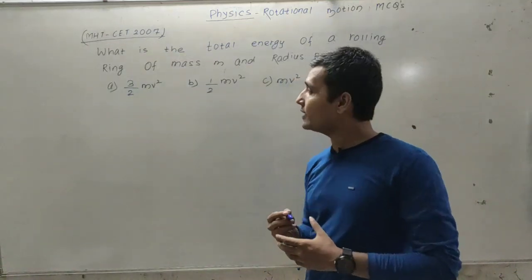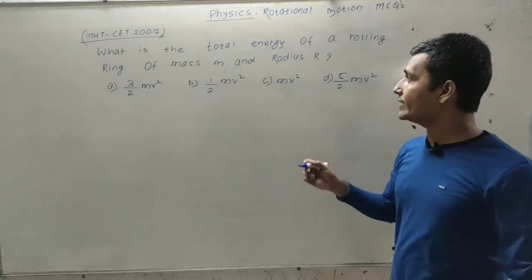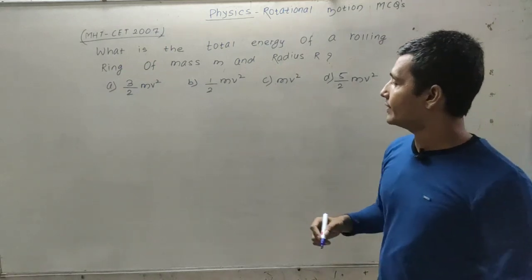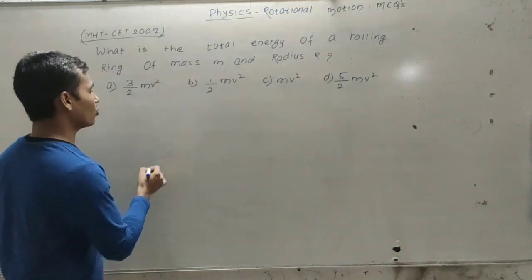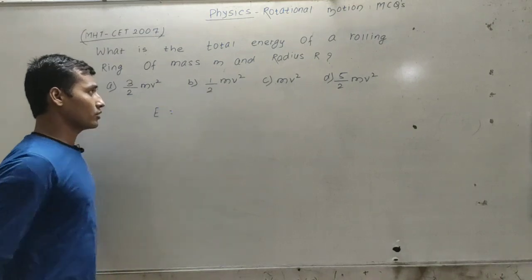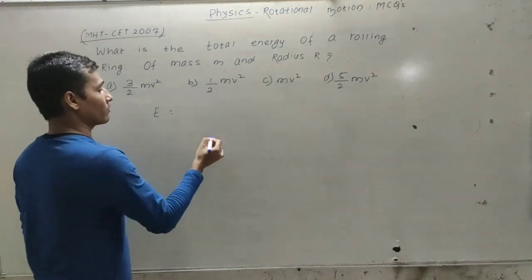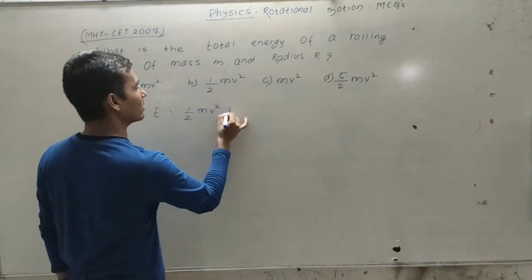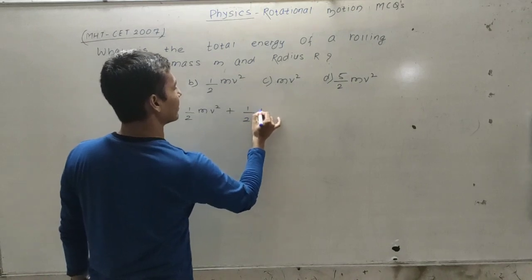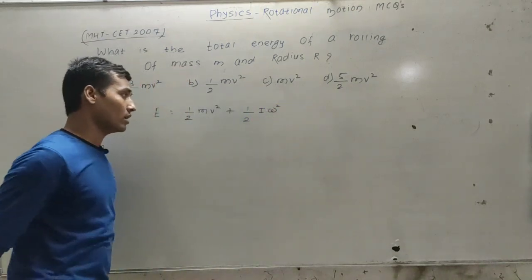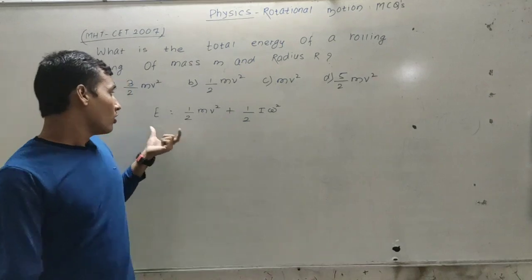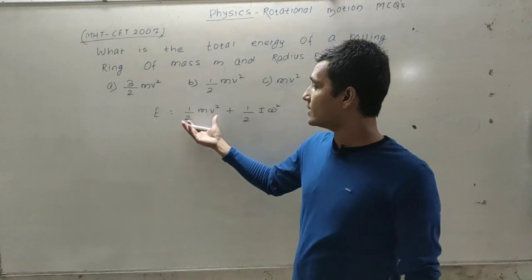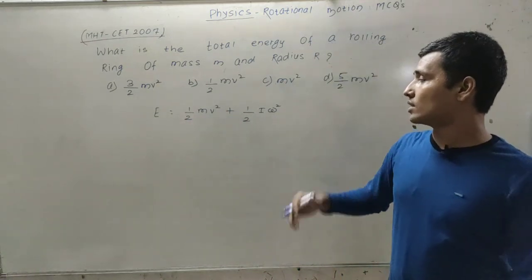So, our next problem is: what is the total energy of a rolling ring of mass m and radius r. So, we have to find the total energy. We know that the total kinetic energy will be the translational kinetic energy, that is 1 by 2 mv square, and the rotational kinetic energy, that is 1 by 2 I omega square. So whenever we have to find the total energy, we have to take the sum of the translational kinetic energy and the rotational kinetic energy.